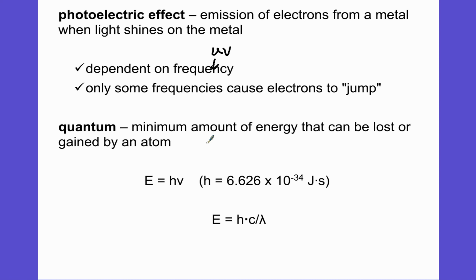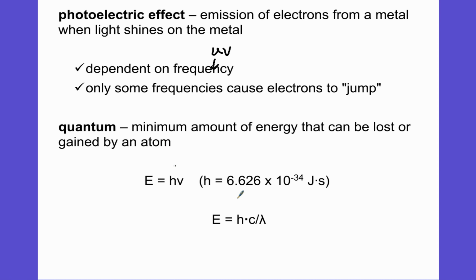Otherwise, quantum, the minimum amount of energy that can be lost or gained by an atom, right? So I'm talking about this photoelectric effect. An electron can absorb a certain amount of energy and then jump out of an atom. Well, that energy is called a quantum, right? And energy can be related to frequency, as is shown.